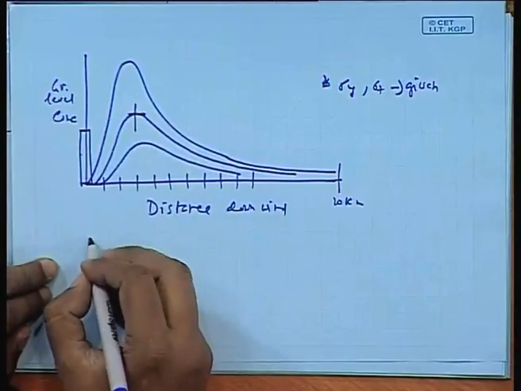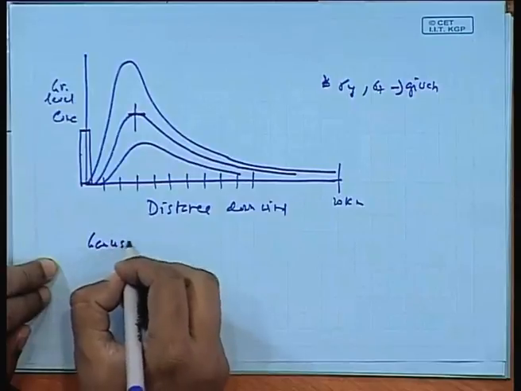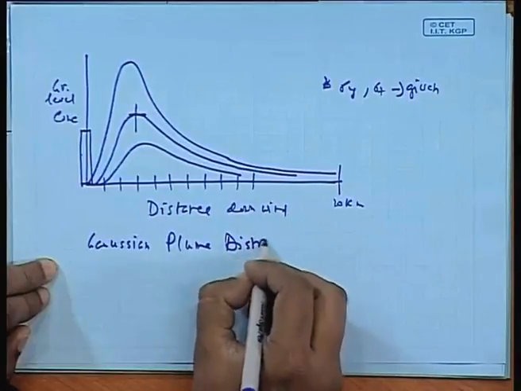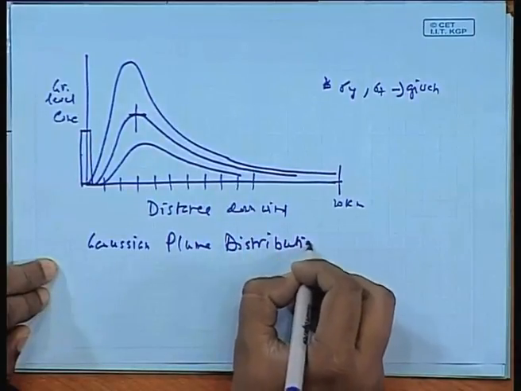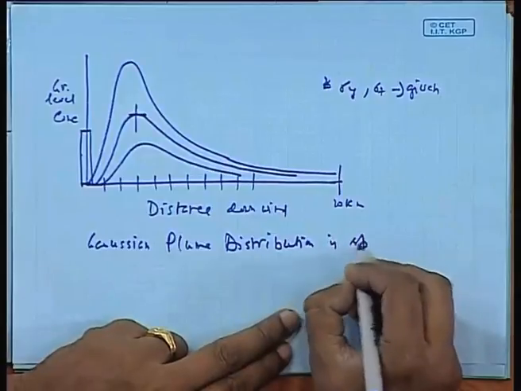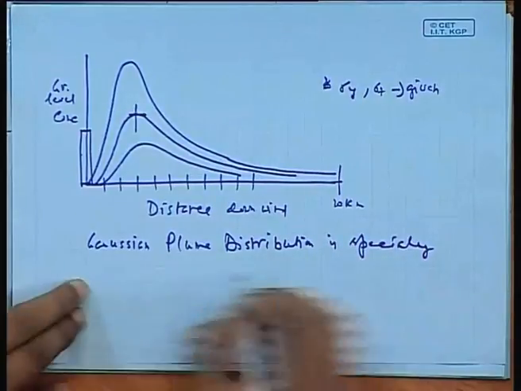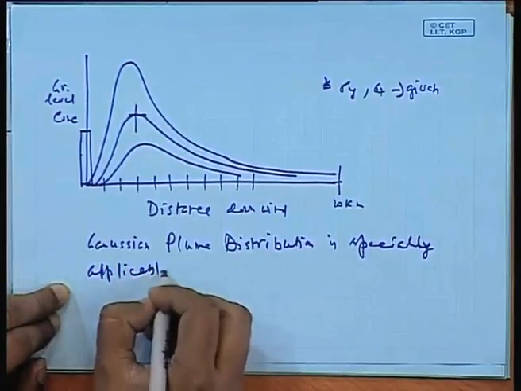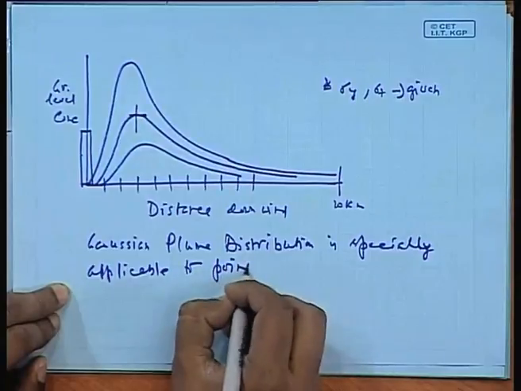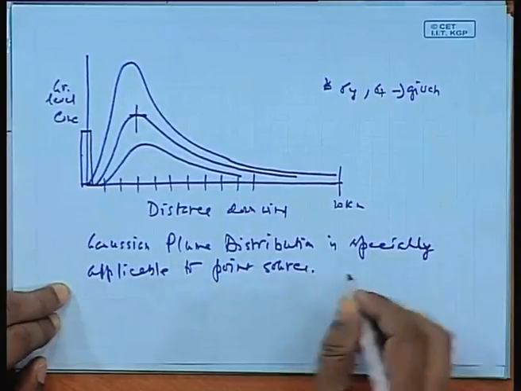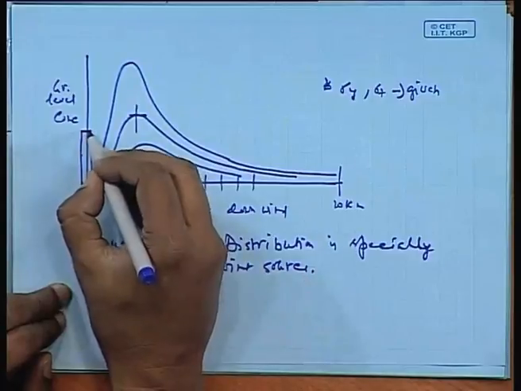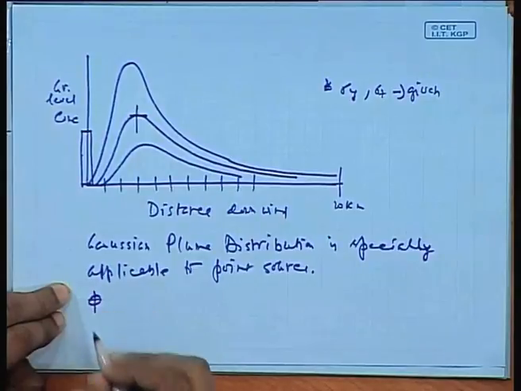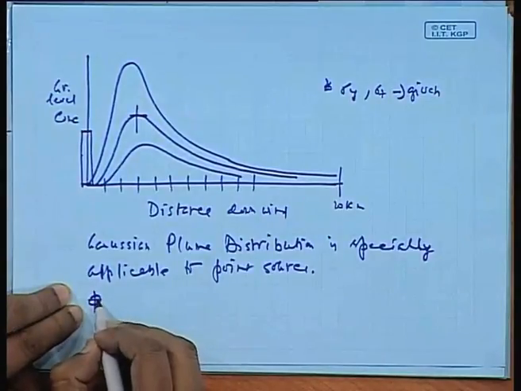Remember this, write this: Gaussian plume distribution is specially applicable to a point source, as we have said in the case of a stack. This is a point source. It is coming out from a point.